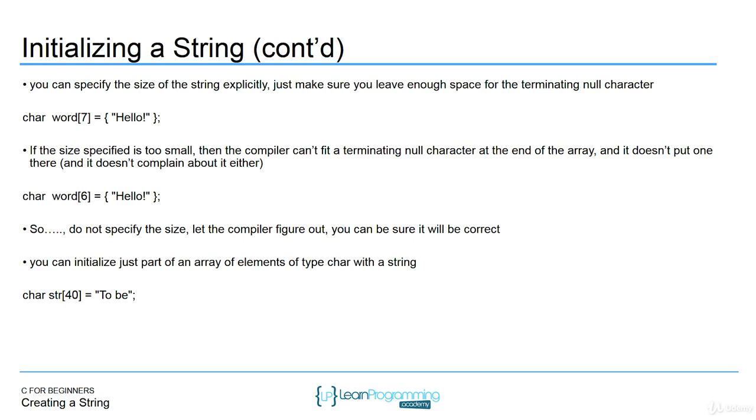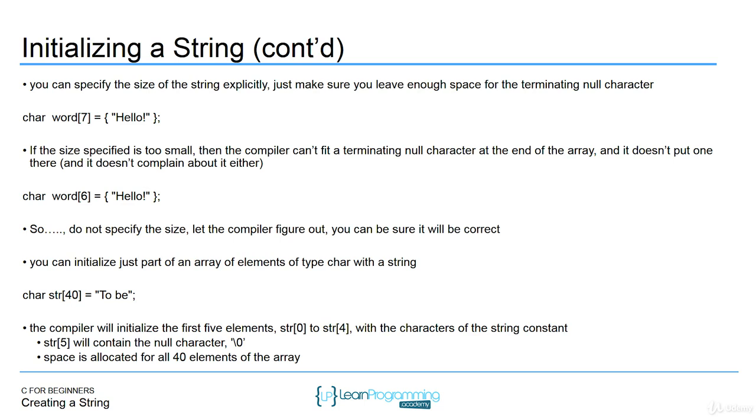You can also initialize just part of an array of elements of type char with a string. So if you created a size that was really large and you only assigned a couple characters, that's fine as well too. You're only initializing some of the characters. All the other characters are just going to be empty. So what will happen here is the compiler will initialize the first 5 elements, str[0] to str[4], all of those characters in the string constant, and then str[5] will contain the null character. Space is still going to be allocated for all 40 elements in the array, but only 5 of those are going to be used: 4 plus the null character.